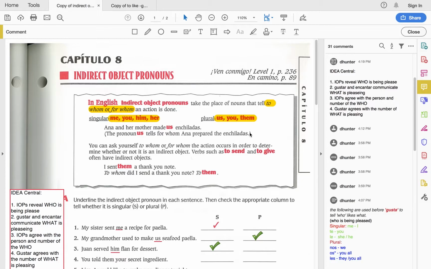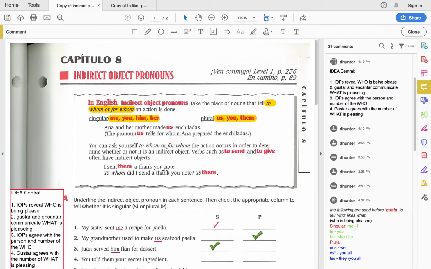Indirect object pronouns take the place of nouns to tell for whom or to whom an action is done. In English, we use me, you, him, or her. We use us, you, and them for plurals. For instance, Anna and her mother made us enchiladas. The us pronoun tells us for whom Anna prepared the enchiladas.